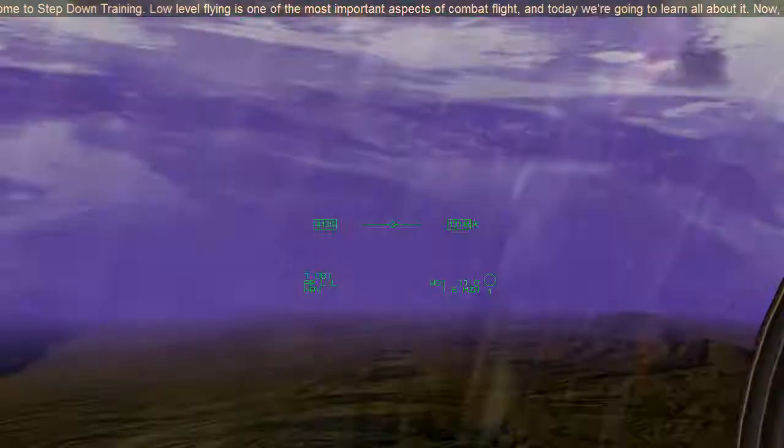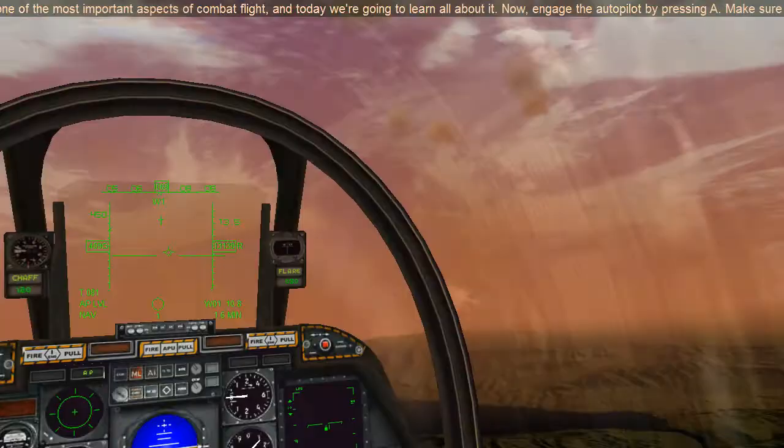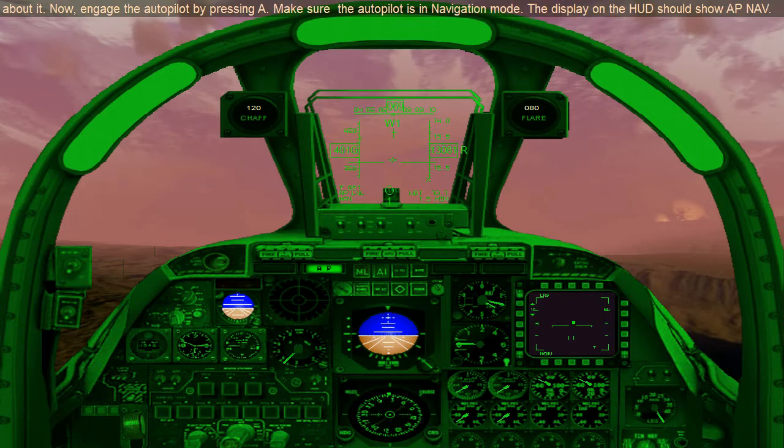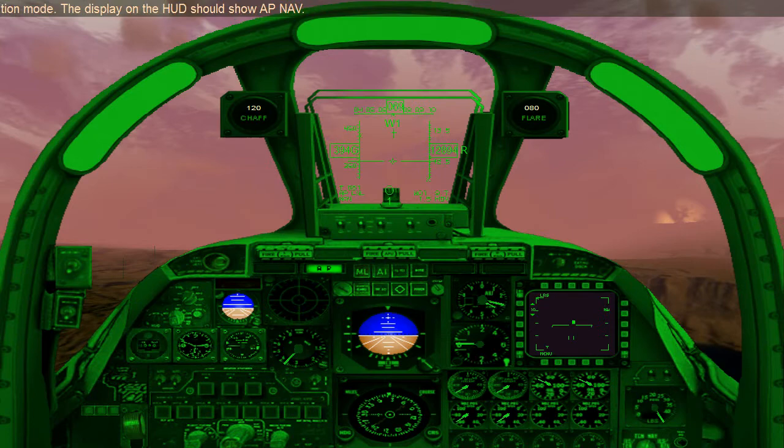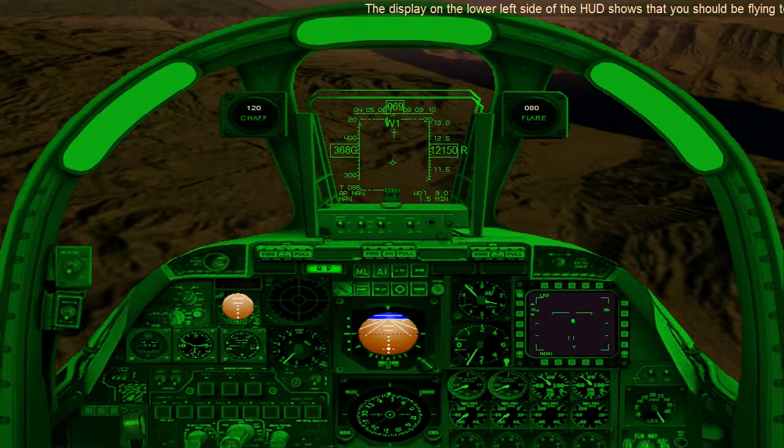Low-level flying is one of the most important aspects of combat flight, and today we're going to learn all about it. Now, engage the autopilot by pressing A. Make sure the autopilot is in navigation mode. The display on the HUD should show AP Nav. The display on the lower right side of the HUD shows that you should be flying to waypoint 1. Don't worry, the autopilot is already doing that for you.